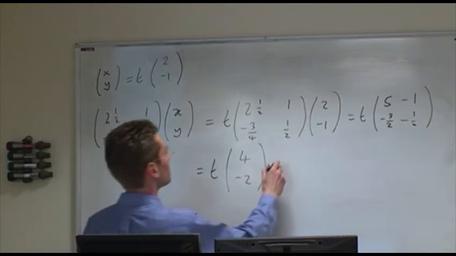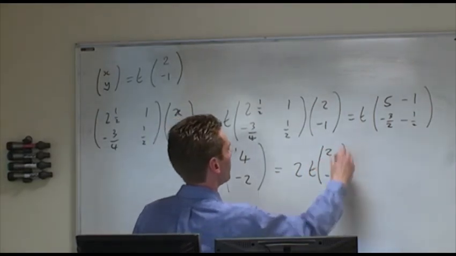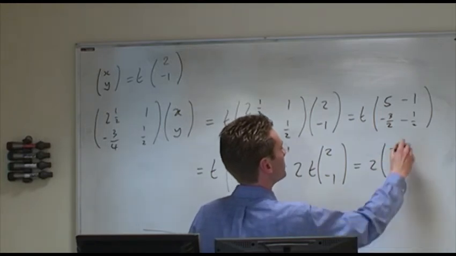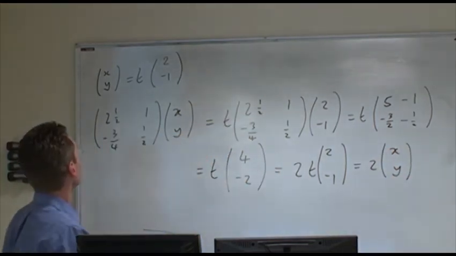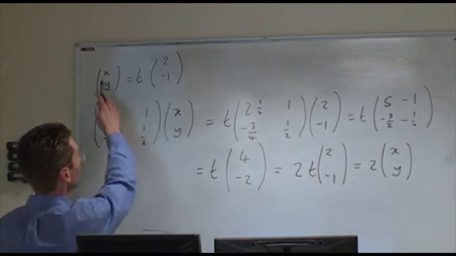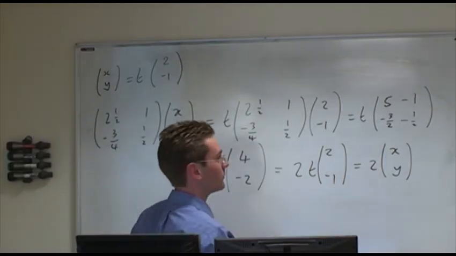What's interesting is that is actually twice (2, -1), which means I get twice the vector I started with. So any vector of this form, again this forms a straight line. If I start with this vector and I apply the matrix to it, I simply get twice the vector I started with.